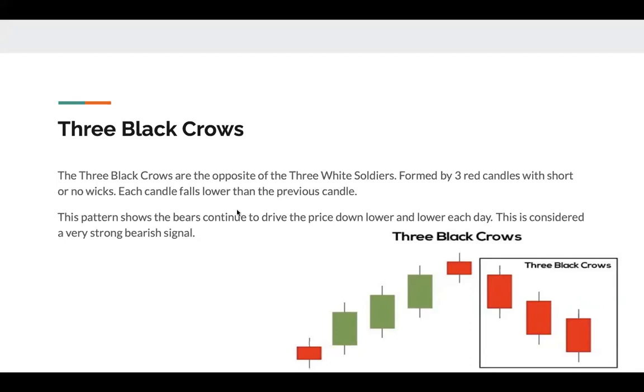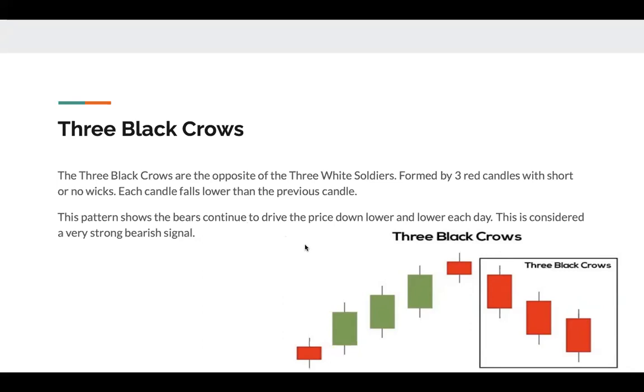All right, so the three black crows. The three black crows are the opposite of three white soldiers, formed by three red candles with short or no wicks. It's either short or no wicks, right? Now if you see long wicks, then it doesn't count. You don't want those huge long ones. You want these to be short. Same way with the three white soldiers.